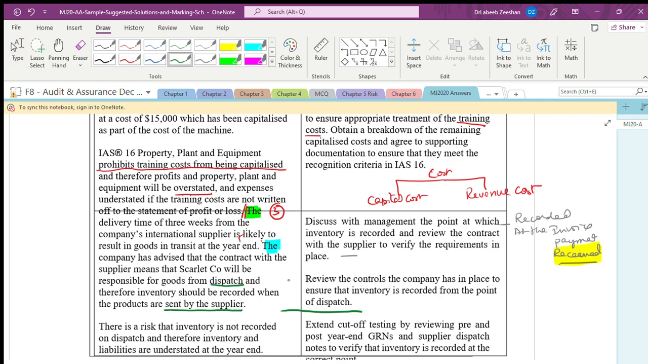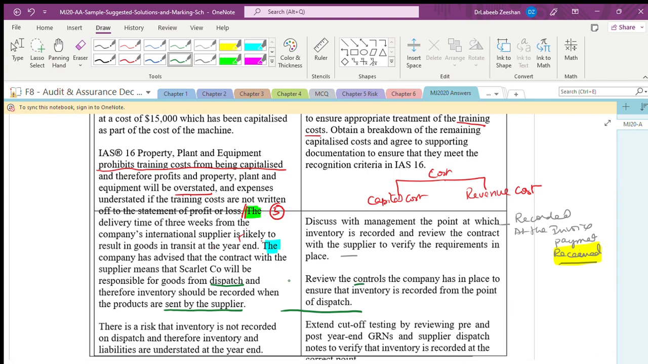Fine. The rules are very clear. The moment they dispatch it, their responsibility is over. We have to take the responsibility on us. What do we have to do?